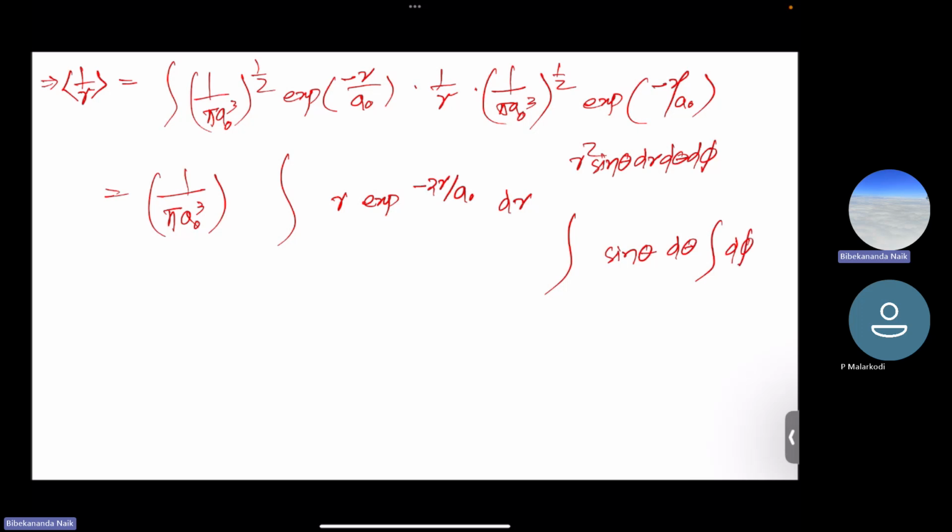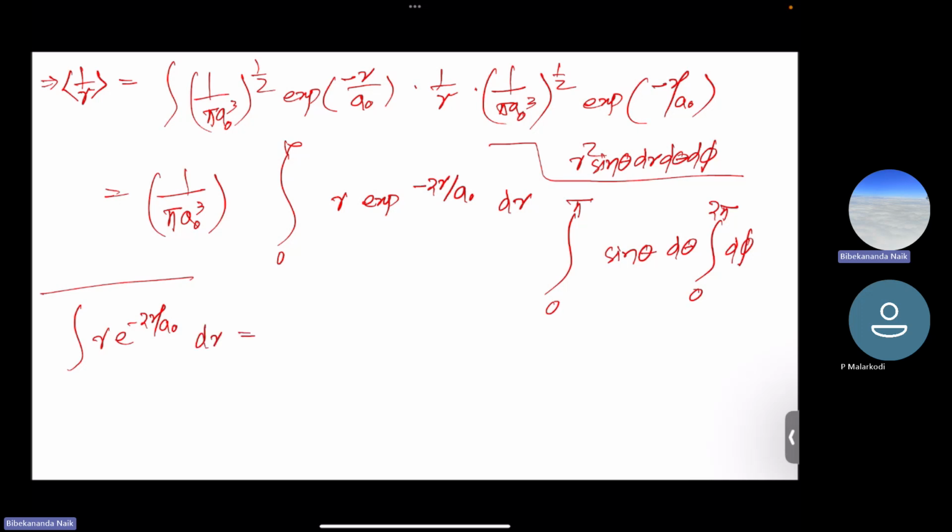So what will be the limit of integration? It will be 0 to infinity for r, theta is 0 to pi, and phi is 0 to 2 pi for spherical polar coordinates. These things we have discussed in the previous interaction session. So if anybody has any problem, they can visit that video which has been uploaded on YouTube. So we will solve the integration. Let's first solve the integration of r e to the power minus 2r by a0 dr.